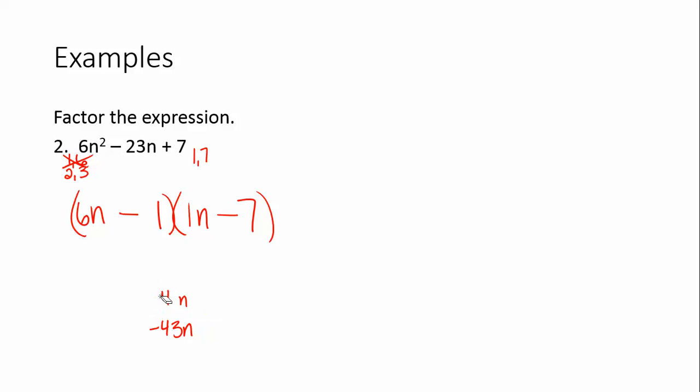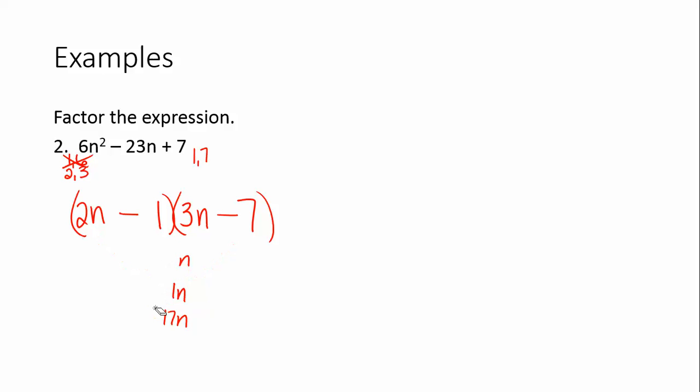It's got to be the 2 and the 3. Some of you are going to get to a point where you do some of this in your head before you actually write it down. So let's put just the 2 first and the 3 second. So that's negative 3n. This is negative 14n. That's negative 17n. So again, this doesn't work.